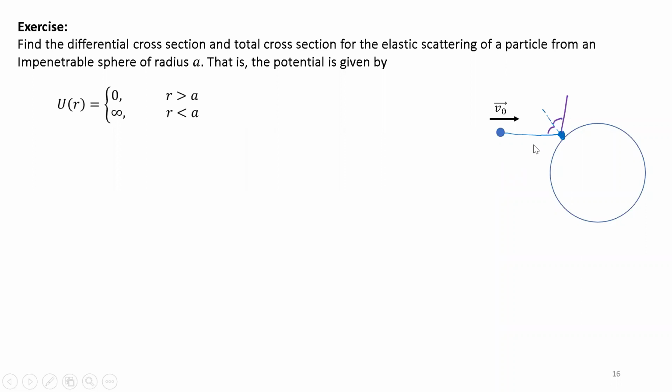In principle, this is still a central force problem, right? So what the particle sees is no force, no force, no force, no force, and then until it hits the surface of this big sphere, it receives an impulse, right? Which is pointing directly away from the center of the sphere. So that's the force. Well, impulse is the force times delta t, right? So try to find the differential cross section of this.